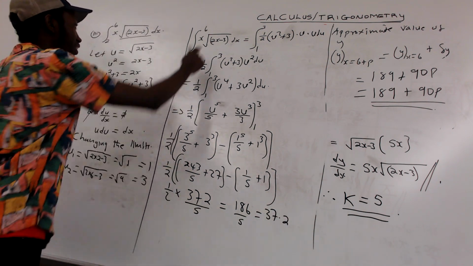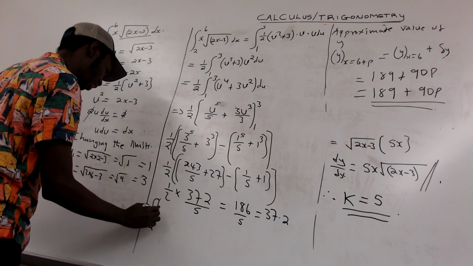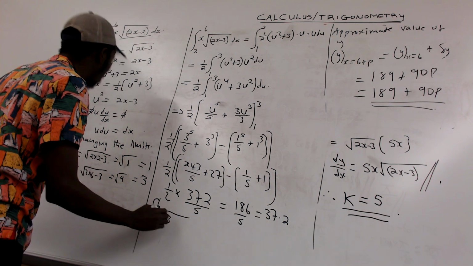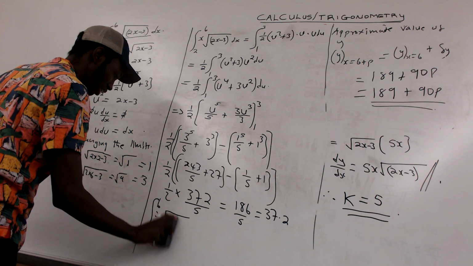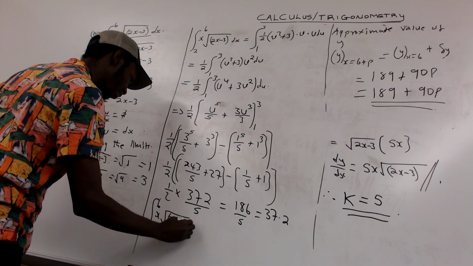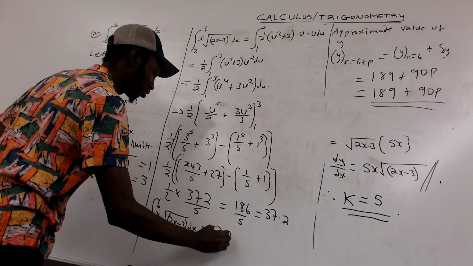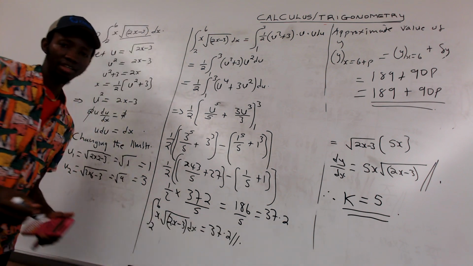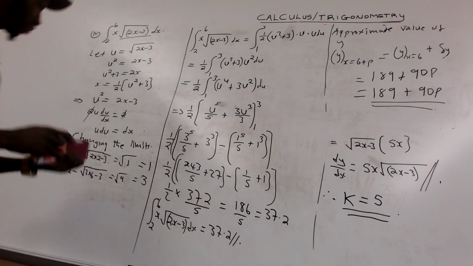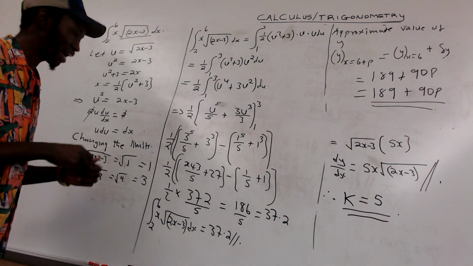So therefore, this integral, the integral of 6x times the square root of 2x minus 3, the x is equal to 37.2. You see? So this is the end of this question. So we have solved two questions, and we take our time again to solve the last question.